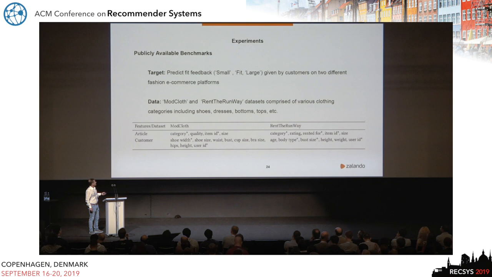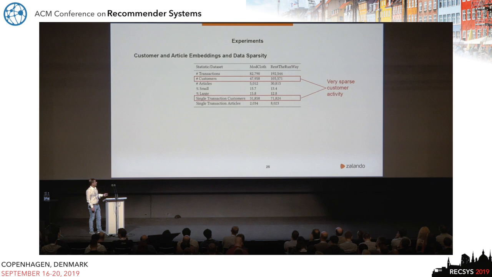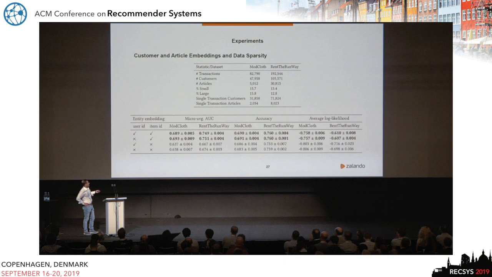Now, there is one thing that's very relevant for cold-start cases: what if you don't have a lot of interaction from customers to articles? In that case, we can use body measurements. In the interest of time, what we see here is that in the dataset where the customer interactions are sparse, if we don't include customer IDs, we see no drop, which makes sense since customer interaction is very sparse. However, article interaction is less sparse, and if you remove article IDs, you suffer in terms of your metrics. So even if you have a lot of interaction, you can use body measurements if you have metric information in both cases.